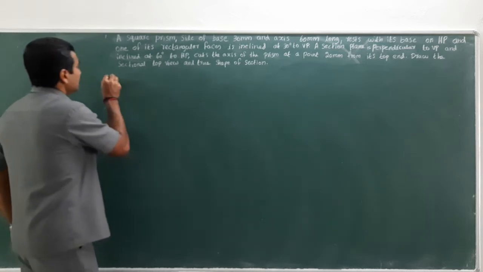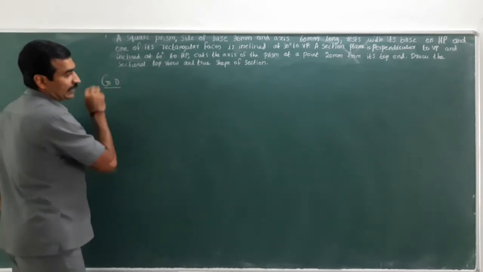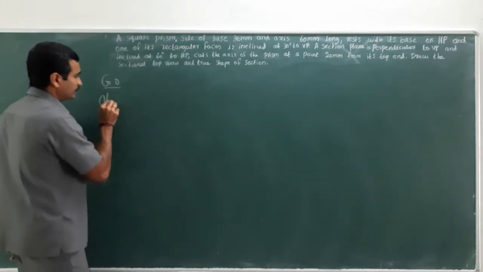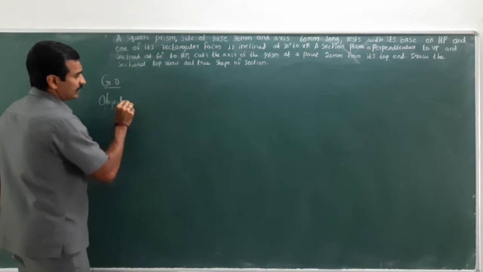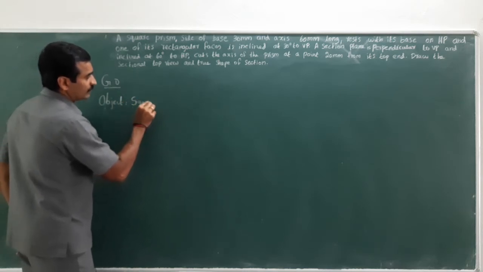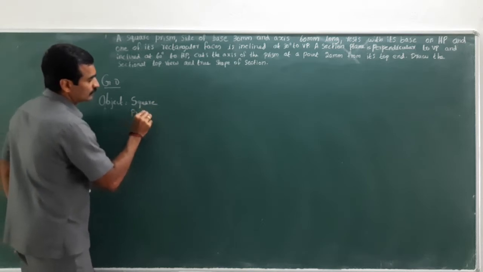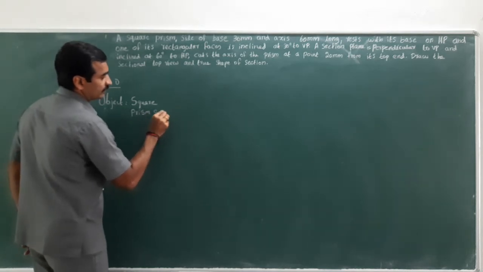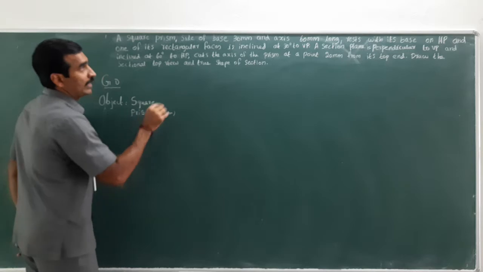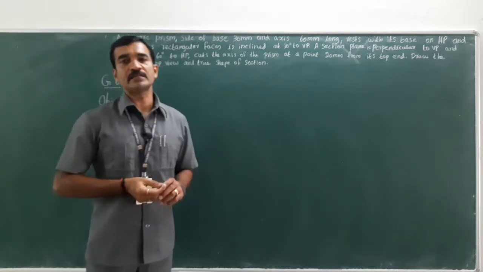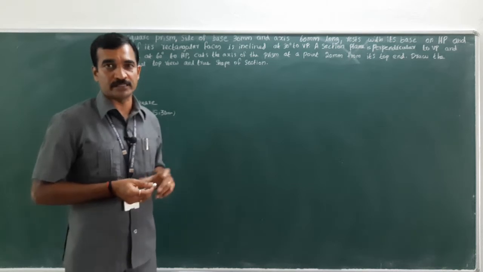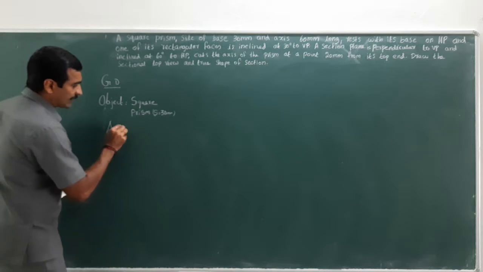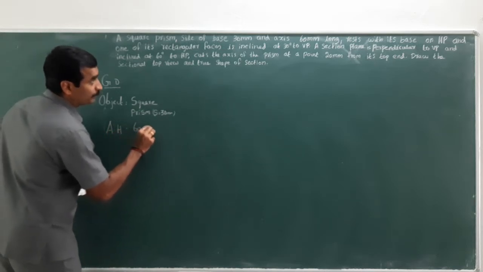So let me just take down the given data first. Here the object is a square prism of side 30 mm, and axis 60 mm long, which is nothing but the axis height or the altitude of the axis or length of the axis, right? So AH, which is nothing but axis height, is 60 mm.